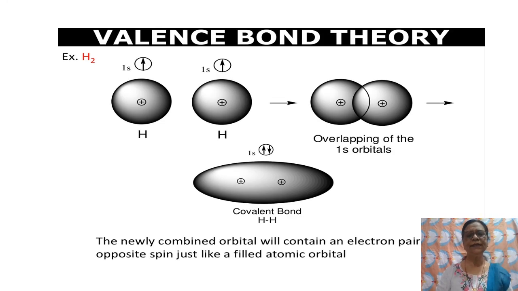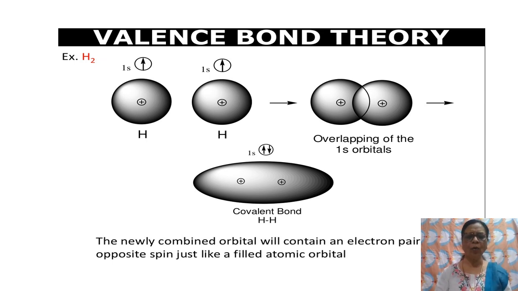Now let us consider the formation of a very simple homonuclear molecule, the H2 molecule. The H2 molecule is formed by the combination of two hydrogen atoms. Hydrogen atom number 1 has the configuration 1s1, and hydrogen atom number 2 also has the electronic configuration 1s1. When both of them combine, there is a linear overlap between the two combining atomic orbitals of the hydrogen atoms, and an H2 molecule is formed.